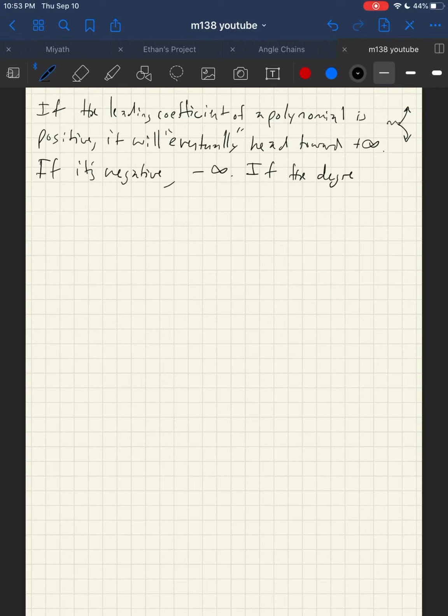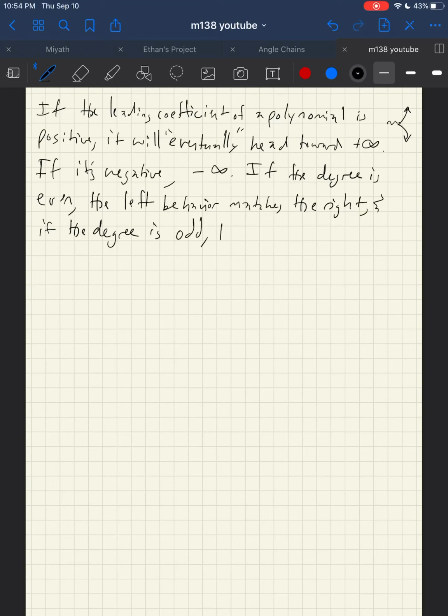Now, if the degree is even, the left behavior matches the right behavior, and if the degree is odd, they have opposite behaviors. And what does this mean?